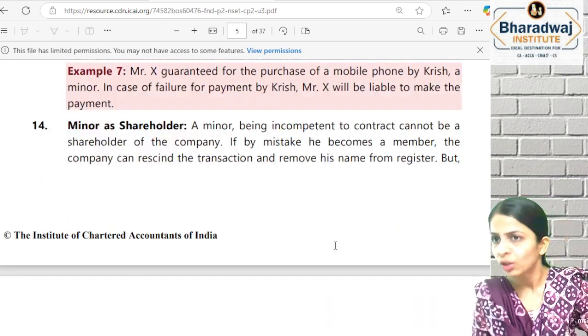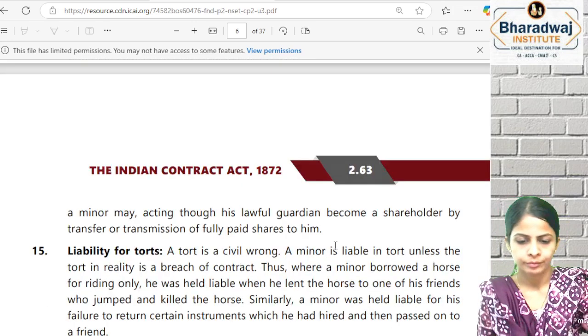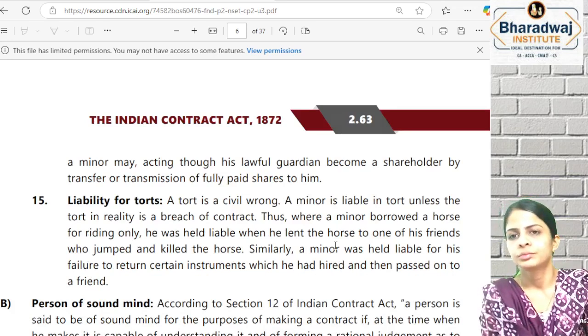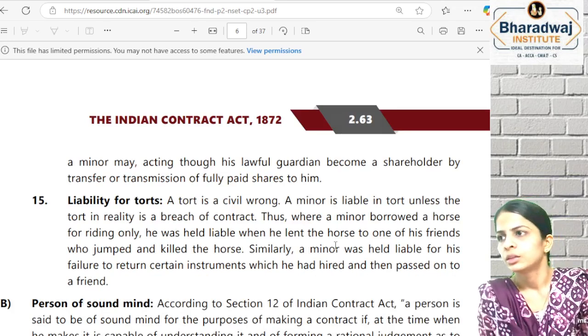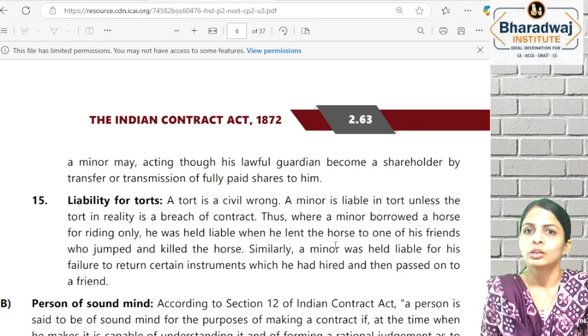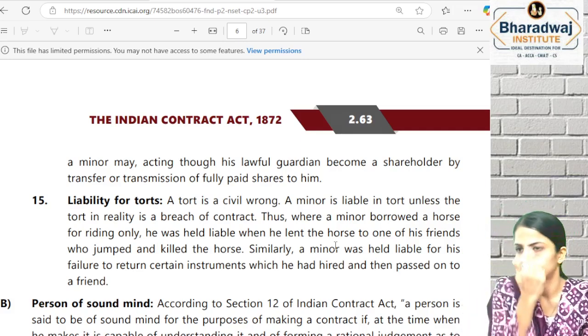Minor, can he be a shareholder? Never. He cannot be a shareholder. Liability for tort. Tort means what? Some type of mistake, some type of wrongful act, that is called tort. Will a minor be held liable for torts? No.